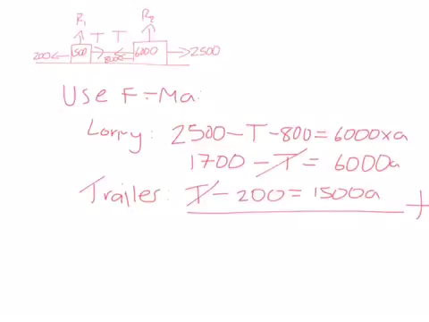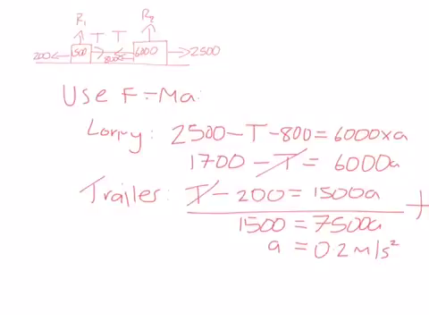So we'll just have 1,700 minus the 200, which will leave us with 1,500, and that's equal to 6,000a plus 1,500a, which will give us 7,500a. So we put that into our calculator. A is going to be 1,500 divided by 7,500, which will leave us with 0.2 meters per second squared.